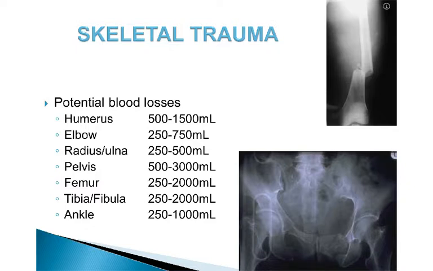But we can also lose quite a lot of blood in our femur. We can lose up to 2 litres. So if you had a fractured pelvis and a fractured femur, we could bleed to death.